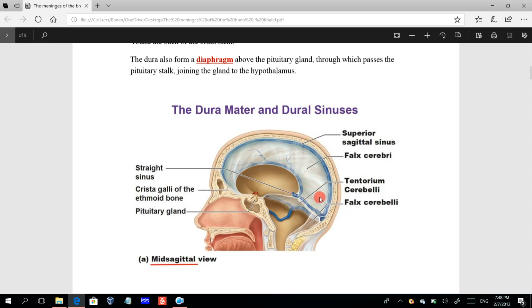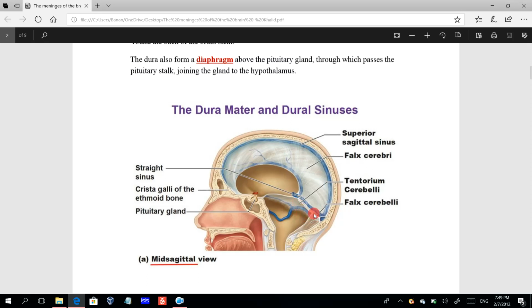And this dura mater forms a tent-like structure here. This is just like a tent, separating the cerebrum above from the cerebellum below. So this is called tentorium cerebelli, separating the cerebrum from the cerebellum, forming just like a roof over the posterior cranial fossa.